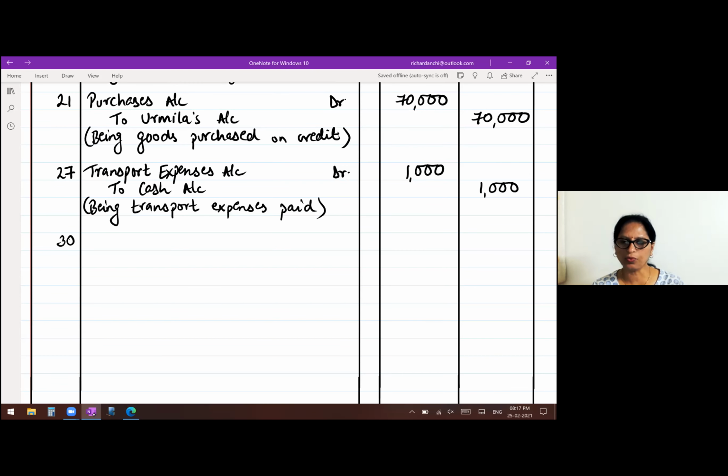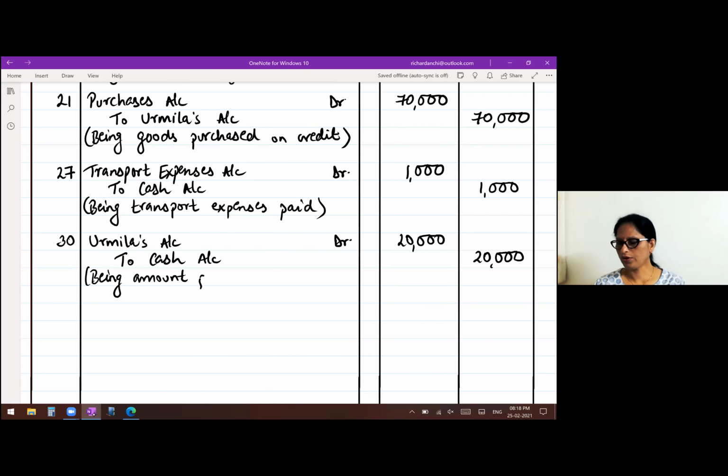That means you're paying only 20,000. So you're paying to Urmila. So one account is Urmila and what you're paying is cash. So she is the receiver, debit the receiver, credit what goes out. So entry will be Urmila's account debit 20,000 to cash account 20,000, being amount paid to Urmila on account.